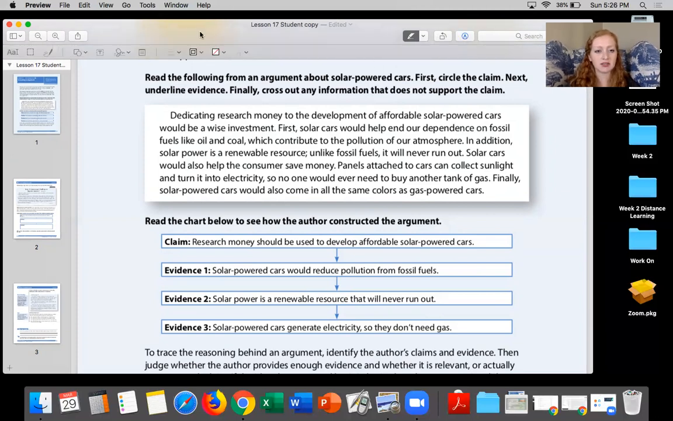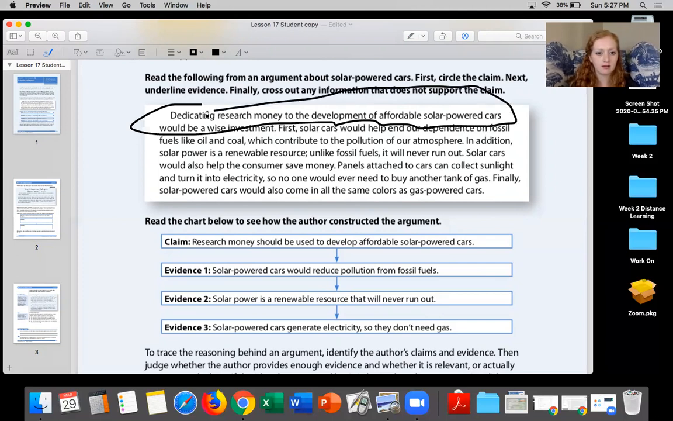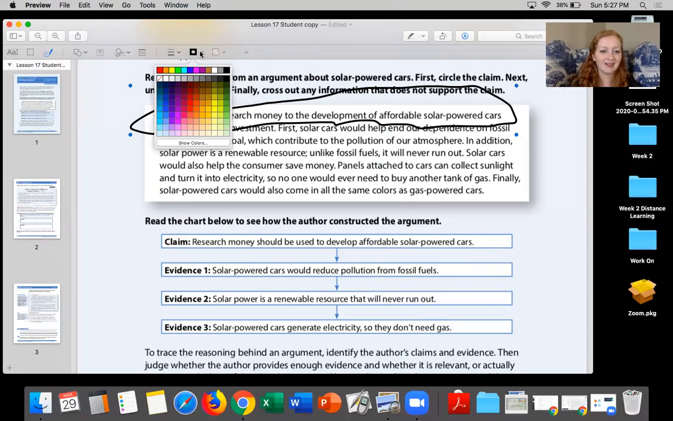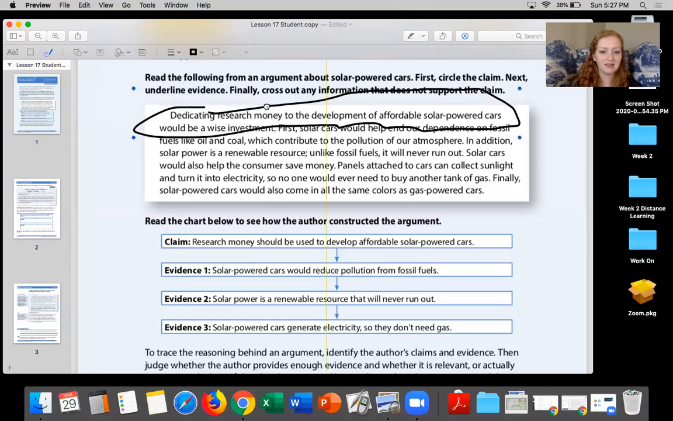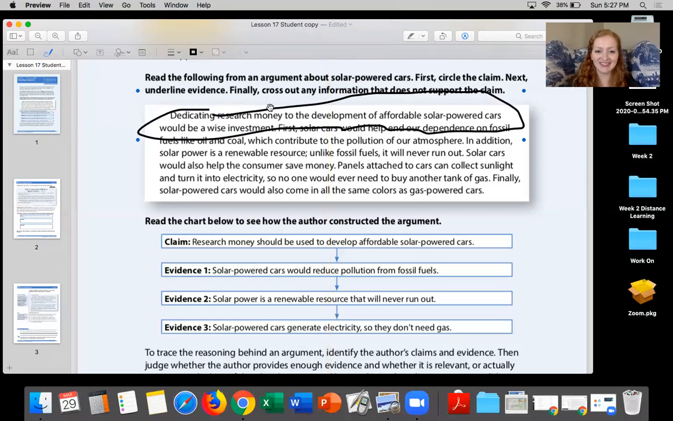Now, this is something I discovered the other day, but y'all probably already knew because you're way more tech savvy than I am. All right. Okay, I think I got it. All right, so we're supposed to circle the claim. This is really hard to do with one finger. Okay. Yeah, that first sentence. All right, I'm just going to go ahead and highlight it because I'm terrible.